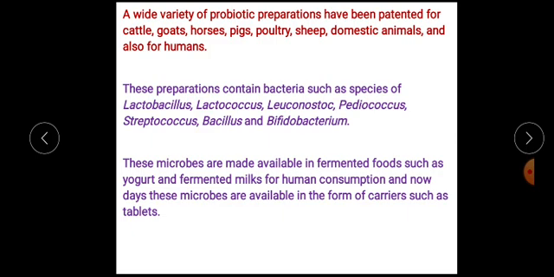As I said, these microbes are present in fermented foods, yogurt, fermented milk. They are now available commercially. They are available in the form of products like Yakult, liquid formulations, but they are also available in the form of tablets. As I mentioned earlier, whenever antibiotics are prescribed, the doctor will advise you to take capsules or tablets which contain these probiotic microorganisms. So that is the story of probiotics.